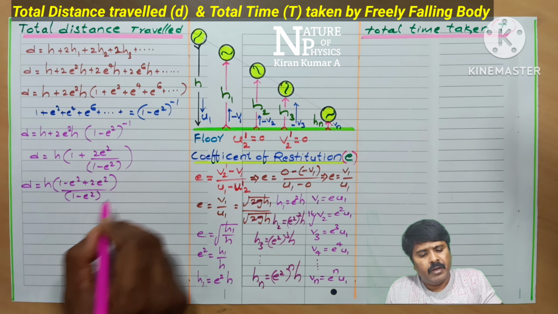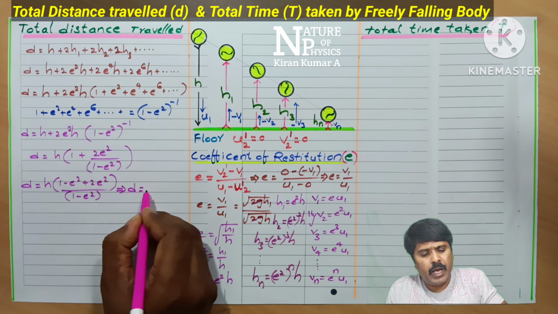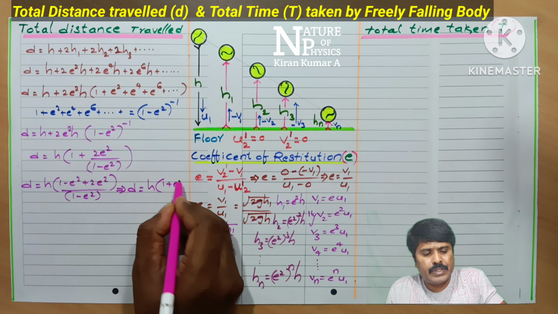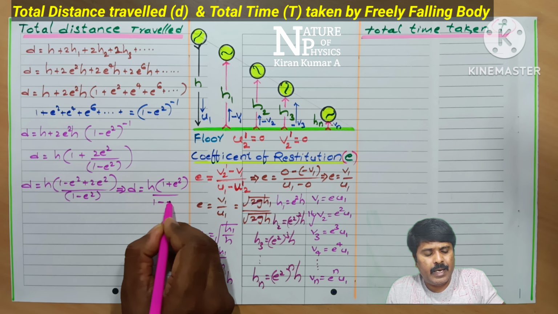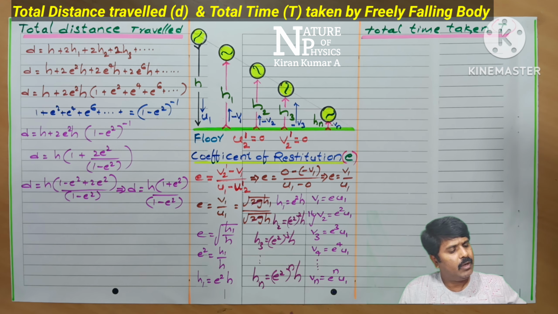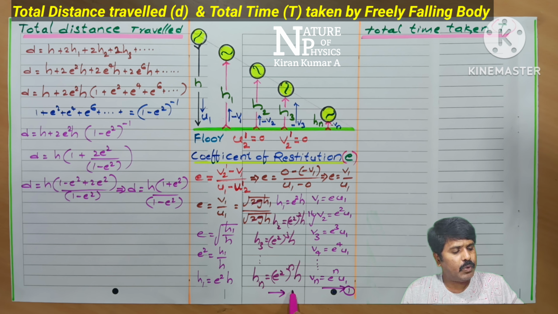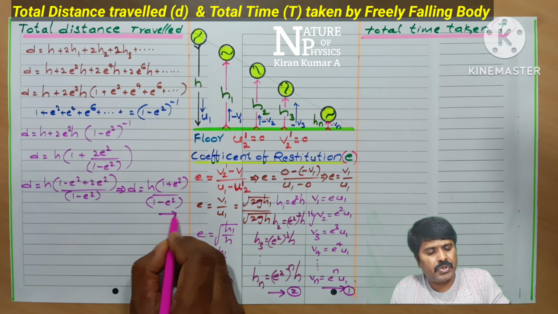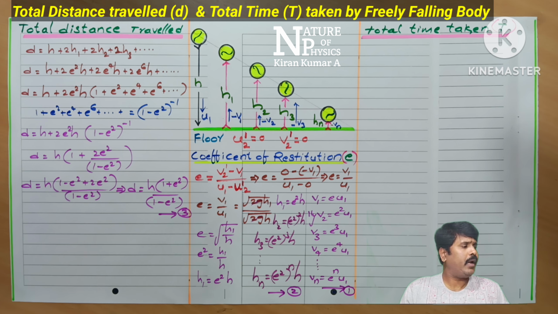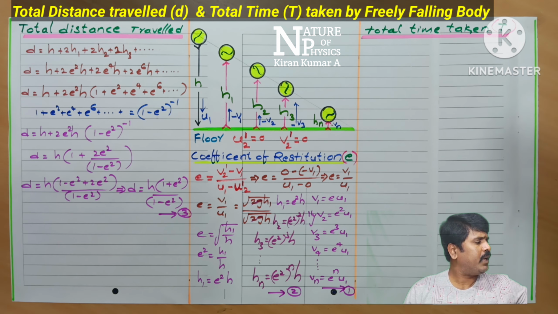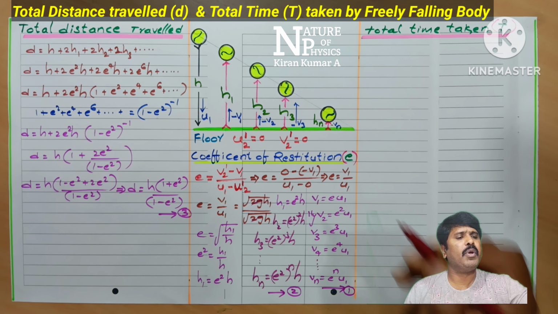And here I am getting d, which is equal to h into (1 plus e²) divided by (1 minus e²). Now I can write, this is equation number 1, student, velocity, and nth height is taken as equation number 2, student, and this is taken as equation number 3. Okay, student, and continuation step, here we got total distance clearly step by step including diagram and also explanation. Okay, and continuation, next step is total time taken I am going to find, student.